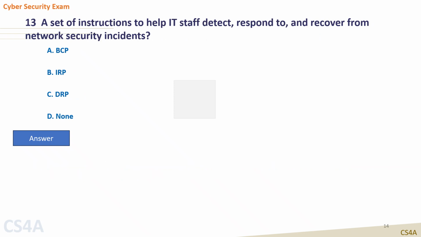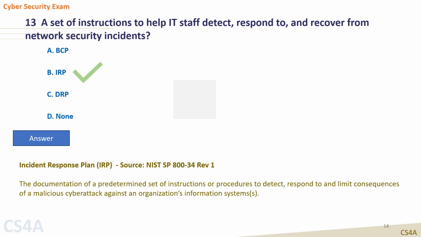So here the question is a set of instructions to help IT staff to detect, respond to, and recover from network security incidents. Here the keyword is security incident. To recover from security incidents, we use the incident response plan. That is primarily used to detect and respond to security incidents. BCP and DRP come later. If the IRP can't resolve the security incident, it might impact the business operation. Then BCP will be deployed.